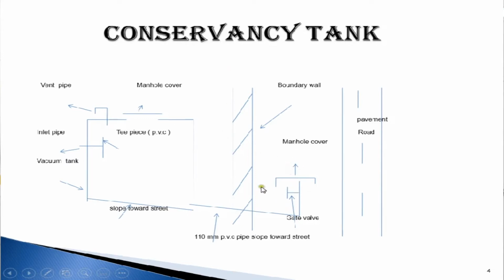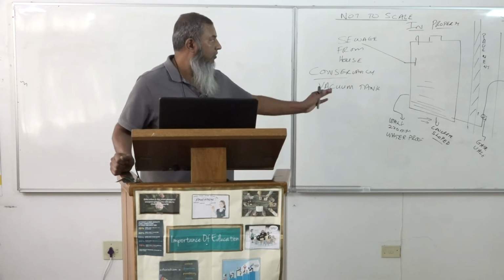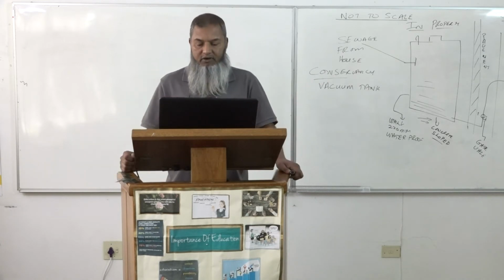You have your boundary wall. All your effluence leads out of the street to the gate valve and is stopped by the gate valve. Once we need to drain, your truck will park on the street. Your pipe will be connected to your gate valve and your effluents will be removed. This is your conservancy tank. Example was done on the board. Example is in front of you.